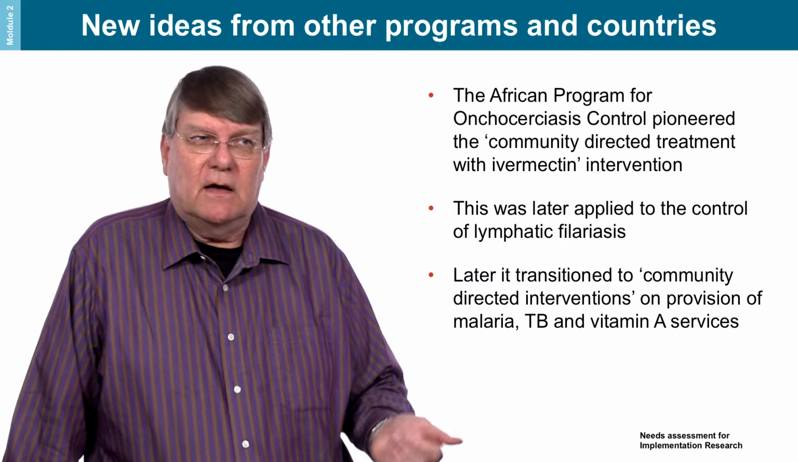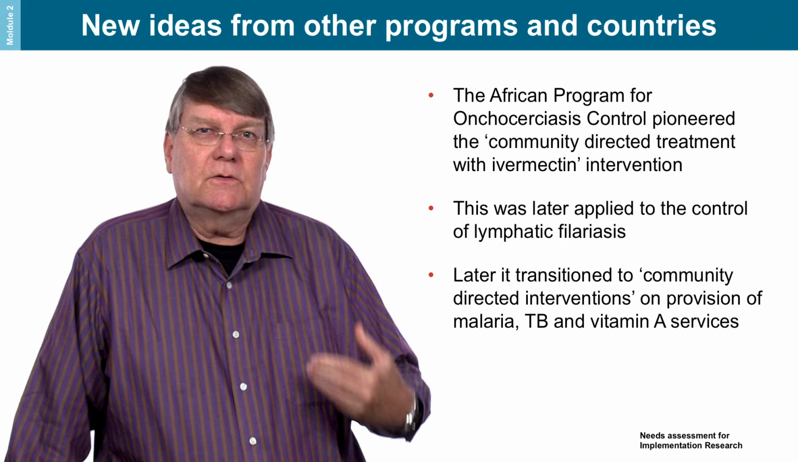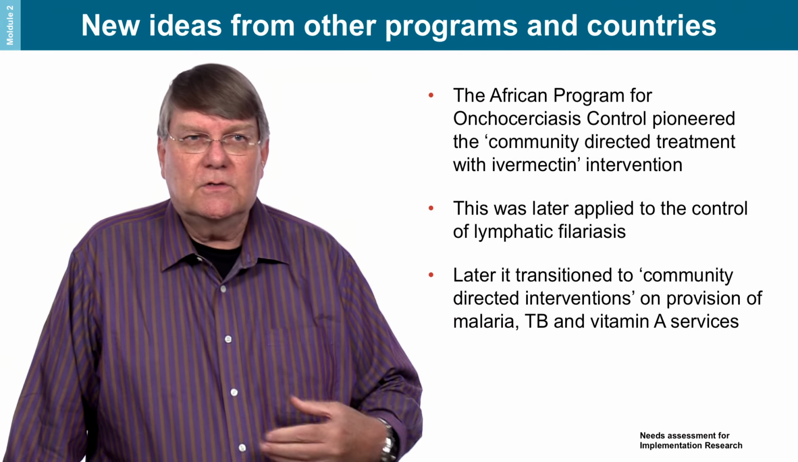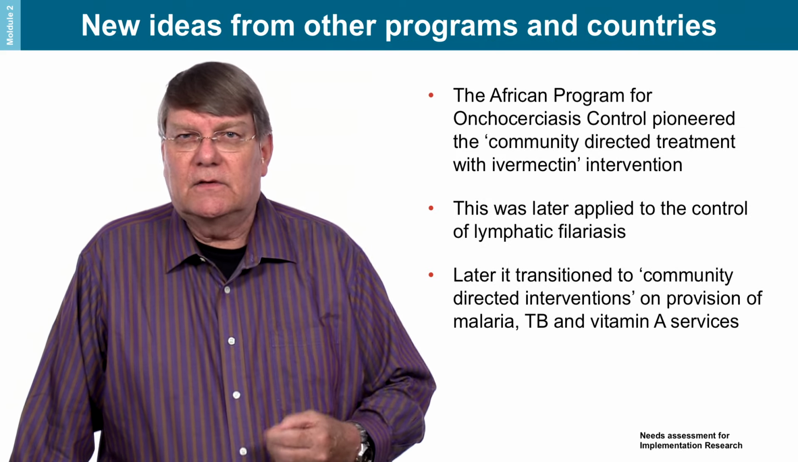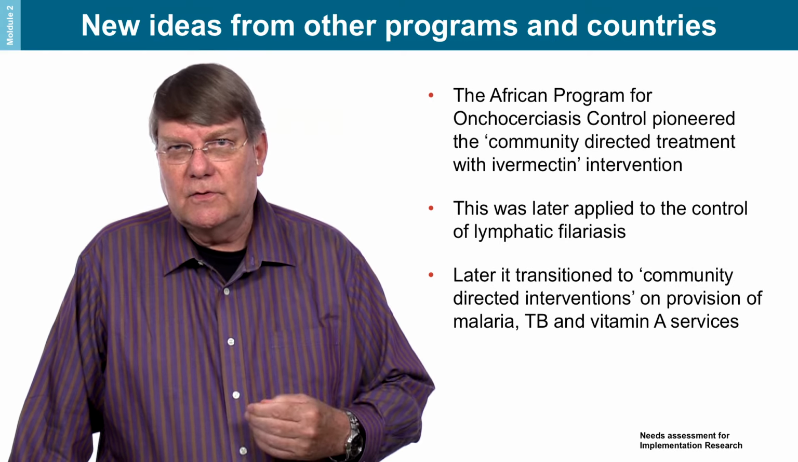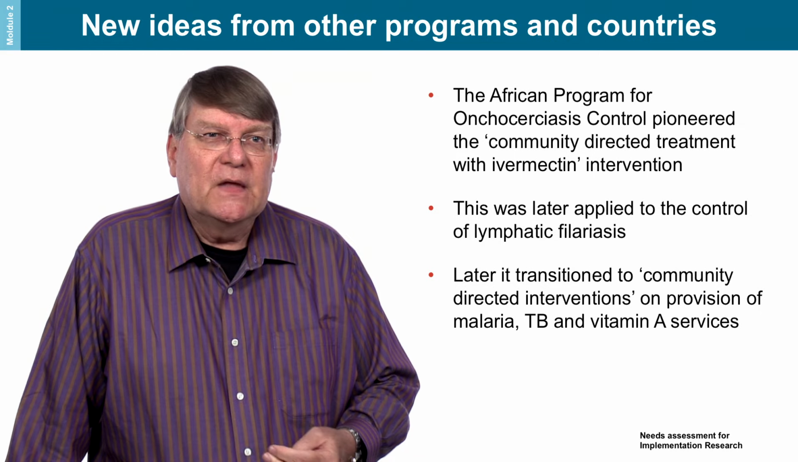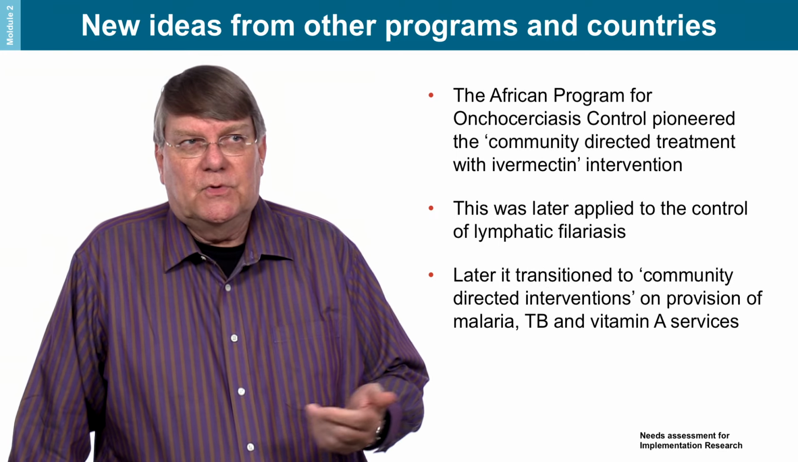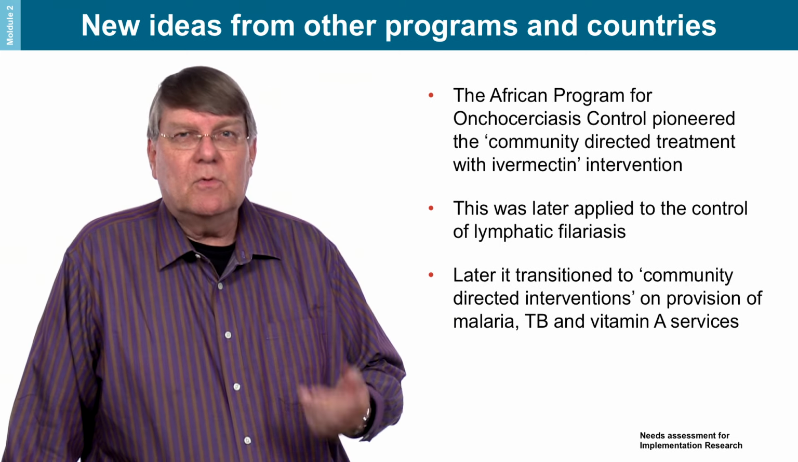Eventually, the African program for onchocerciasis came along and developed something called community-directed treatment with ivermectin, where the community took charge of annual distribution of its own ivermectin in a way that it wanted to do it itself, and of course kept its records and reported back. So this program became quite successful throughout, up to now, I think, about 18 countries, endemic countries in Africa. And people were watching this.